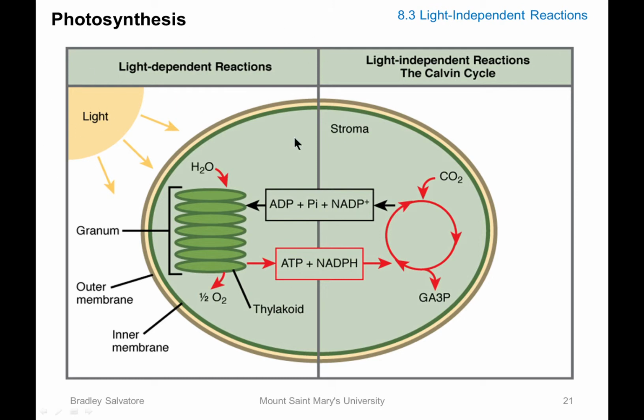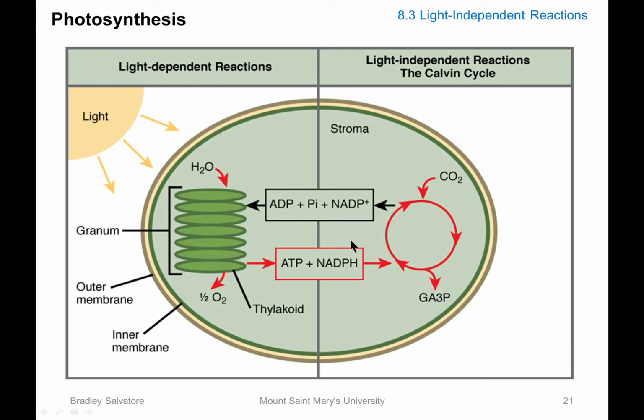So these are our light-dependent reactions that we just talked about, where they use light energy to excite electrons and pass them on through the electron transport chain in order to make ATP and NADPH. Our waste product is essentially oxygen from the splitting of water molecules. This is the oxygen that the plant gives off.